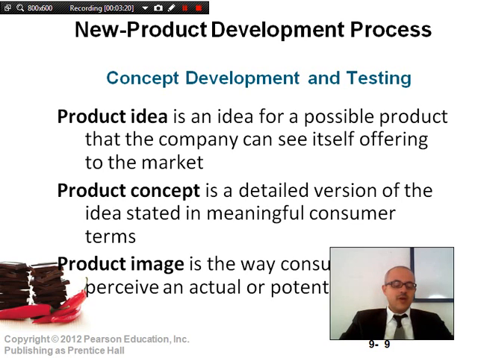A product concept is a detailed version. So you actually add the details. You answer the questions of the idea, making sure it is meaningful for the consumer, so the customer can understand it. And product image is the way consumers perceive an actual or potential product. So you want to build the image of it.